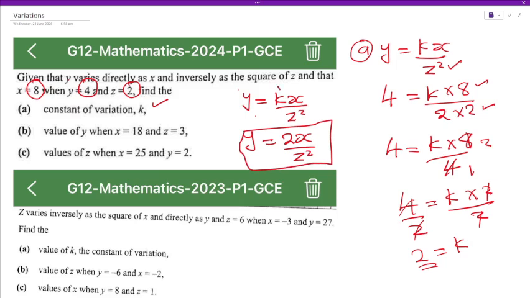What we've done is, where there is k, we found k as 2. Where there is k, we've put in our 2 there. Okay, so that is your constant of variation, and you are done.